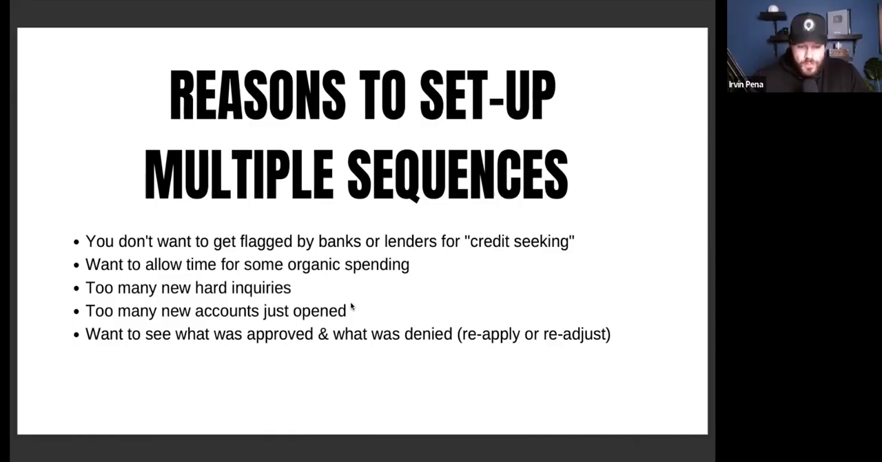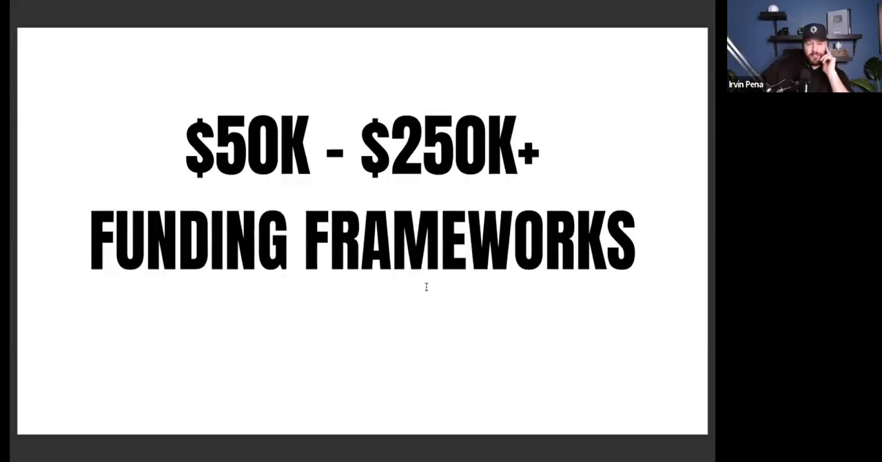So, too many new accounts just opened. Remember what we said about the check system? And then you also want to see what you were approved for and what you were denied for. At that point, you can reapply, readjust, and reposition your business, right? 50 to 250K funding framework just for you guys.